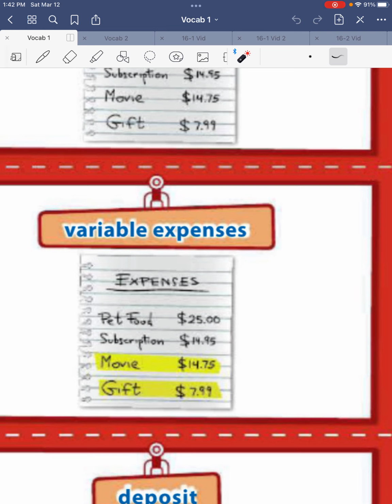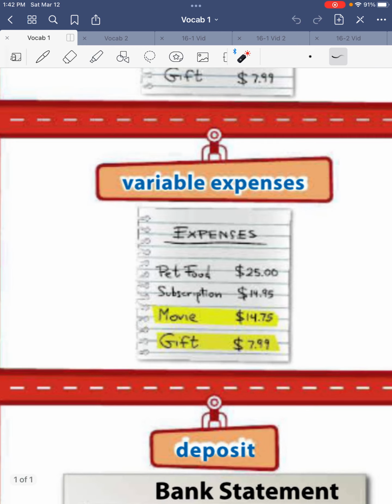Another example for variable expenses is like groceries. If your parents get groceries once a month or once a week, the groceries are not always going to be the same price. One week they can spend $50 on groceries because maybe your parents don't need that much food this week. Another week they can end up spending $100 on groceries, because maybe they are running out of more stuff in the kitchen. So variable expenses, the prices always vary.